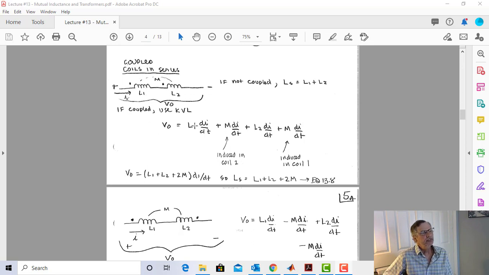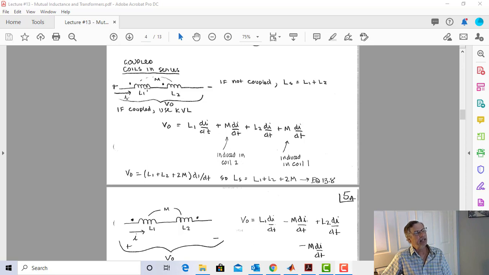So let's use KVL. So V out, which I've defined as plus to minus, is going to be equal to L1 di dt, because here's I, and check it out, it's the same I going all the way through the coils. So let's just add up the voltages. I have L1 di dt.